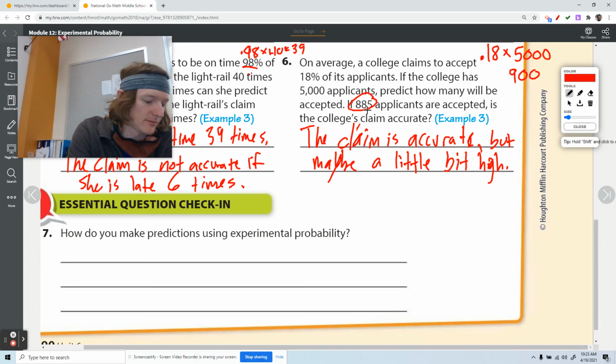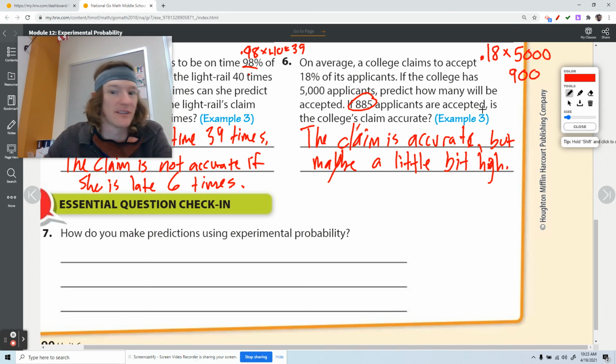18%. What's 17%? So 17% would be 850. So it's pretty close. I'd probably round it up to 18%. Maybe it's 18, maybe it's 17.6 or something. I mean, it's pretty good. It's pretty accurate. Number 7, how do you make predictions using experimental probability?